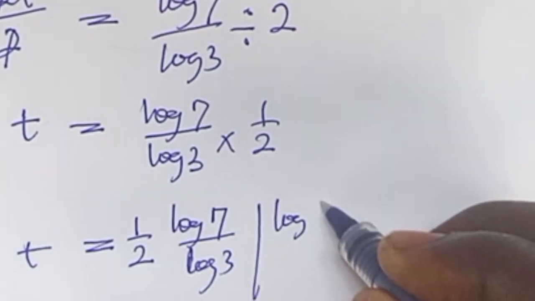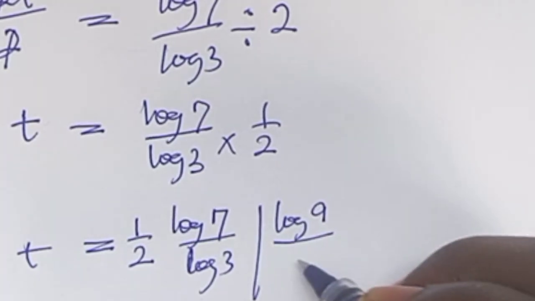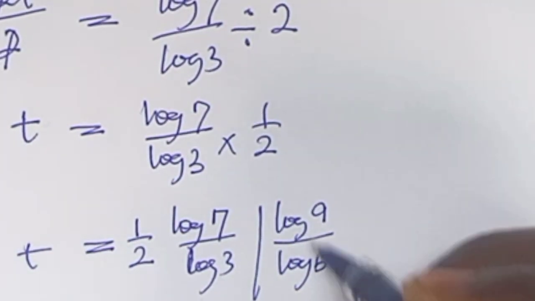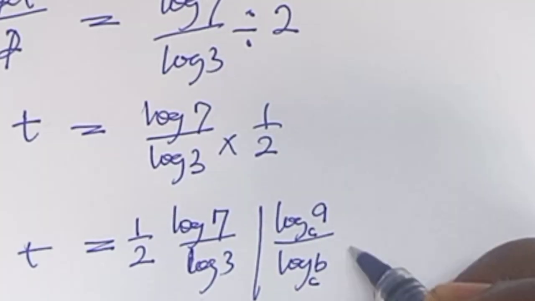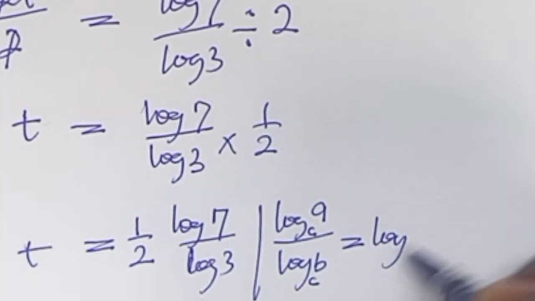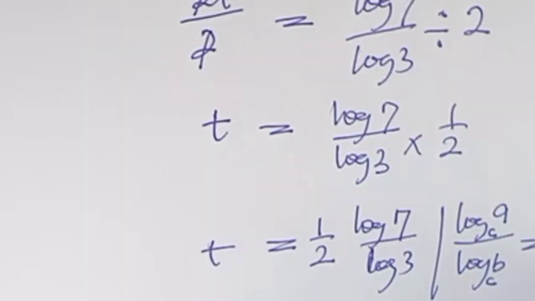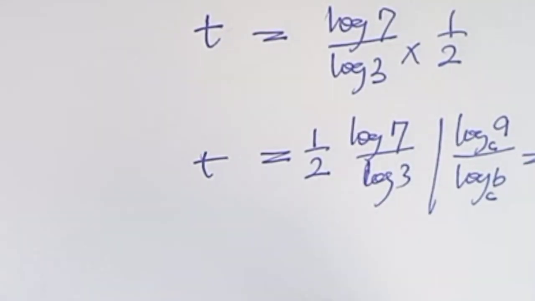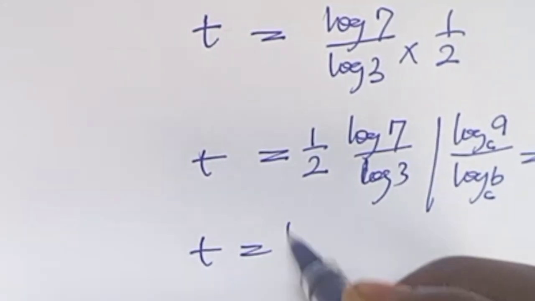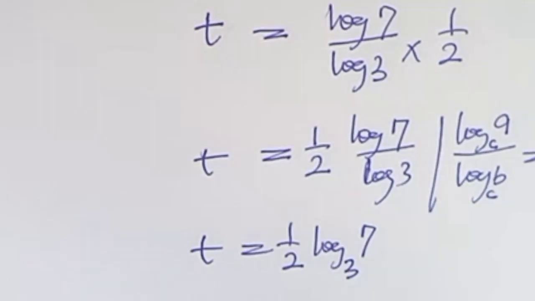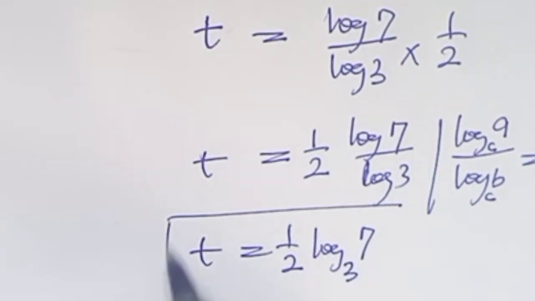But log a over log b, if they have the same base, let's say c, can be equal to log a base b, and we are fine. So here, since they have the same base 10, we can therefore write t is equal to 1 over 2 log 7 base 3. And this is the value of t.